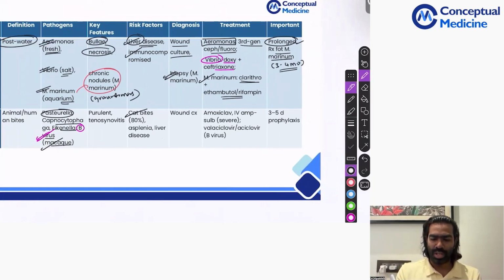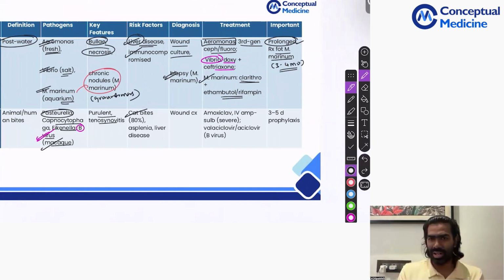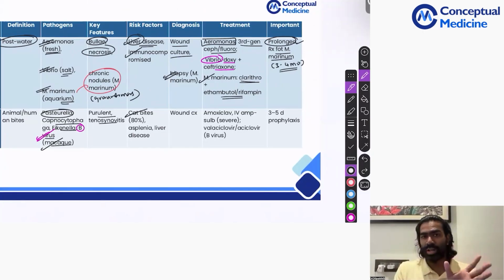Key features: localized pus formation or tenosynovitis may be there, but it's going to be a late occurrence. It's going to occur after some time. Most patients are going to present early, unless it's a homeless person who is going to present late with pus and tenosynovitis. They're going to present more early, and you can see the bite marks clearly. That's very important for medicolegal issues as well.